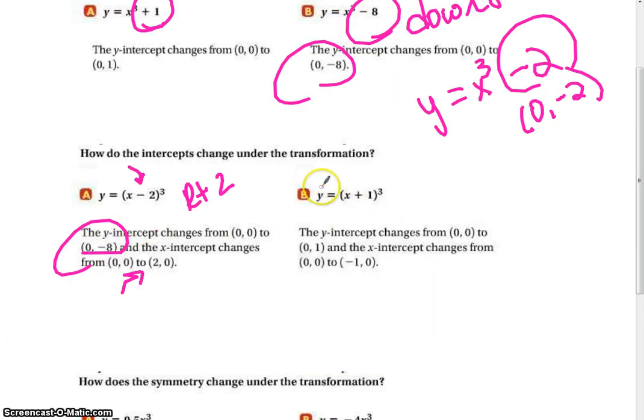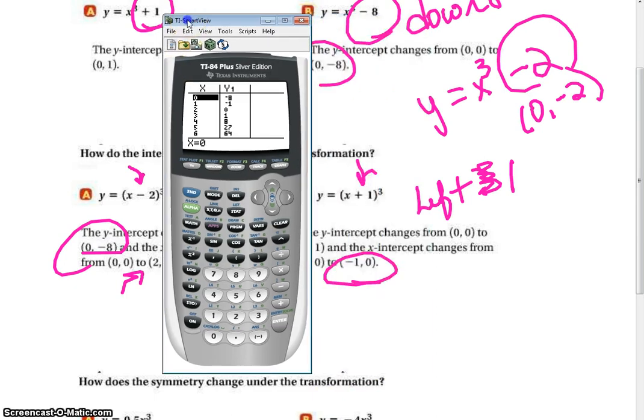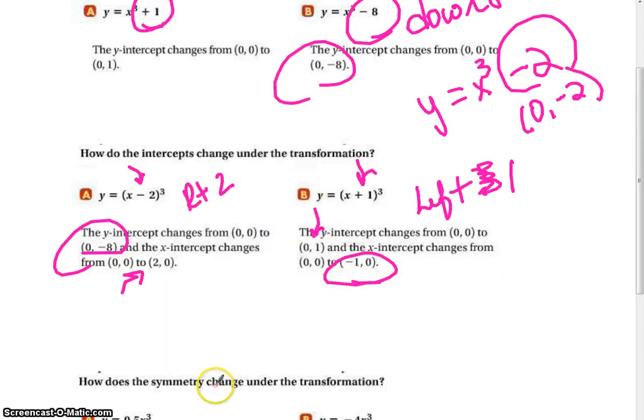Okay, this one, we know that it's going to go left 1 because of this number right here. And so the new x-intercept is (-1, 0). Once again, you're going to want to go to your calculator to y equals and put it in. So we're going to say plus 1. We're going to go to our table and see if x is 0, y is 1, and so the y-intercept changes to (0, 1).